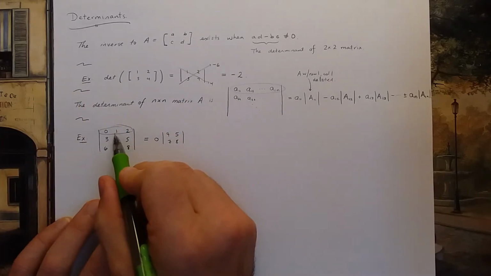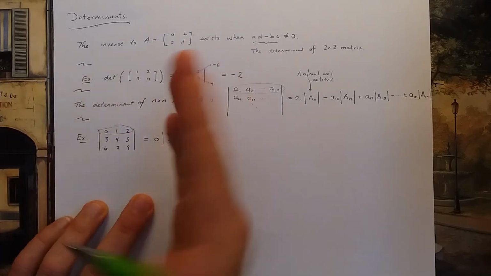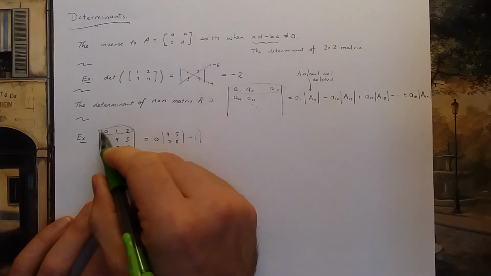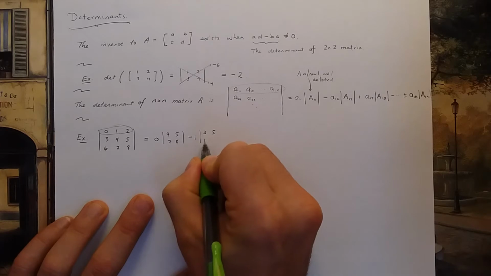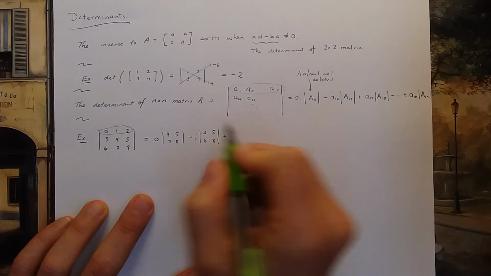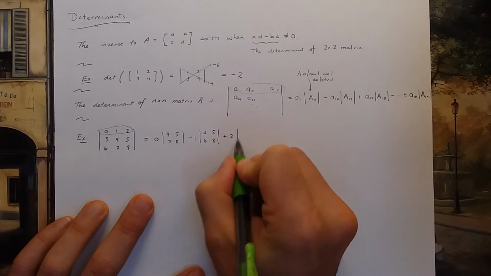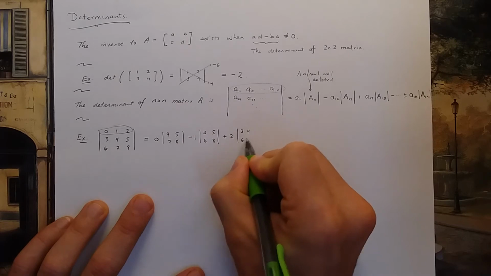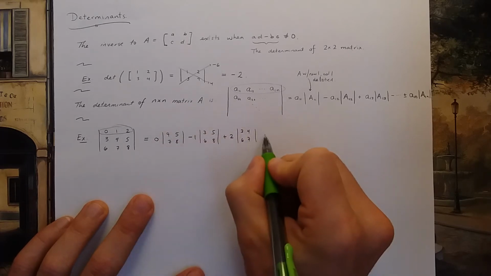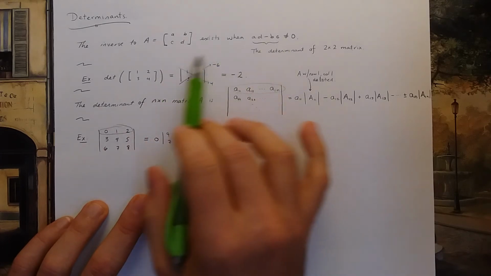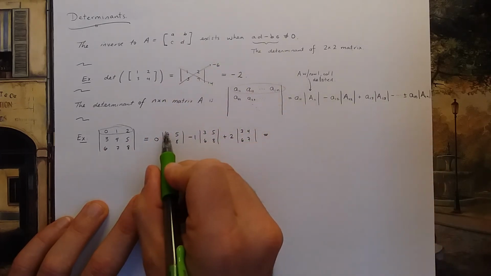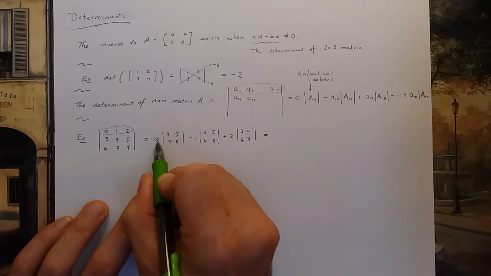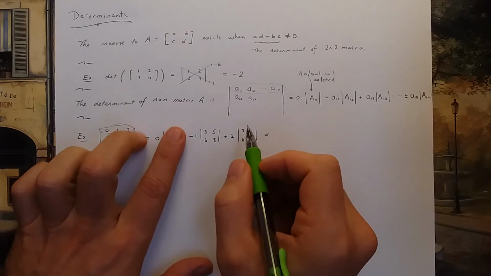The next entry in the top row is 1. With alternating plus and minus signs, I have a minus sign here. So minus 1 times the determinant of the matrix found by deleting row 1 and column 2, which is 3, 5, 6, 8. Then I'm going to have plus 2 times the determinant of 3, 4, 6, 7. Then I can just take the determinants because I know how to do the determinant of a 2 by 2. The determinant of the first matrix doesn't really matter because I'm going to multiply that entry by 0, so I'm not going to even do that calculation.